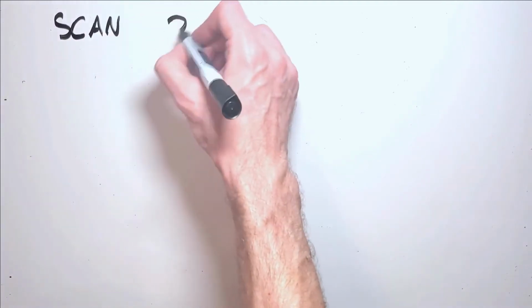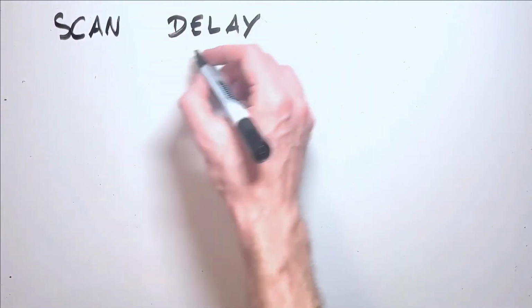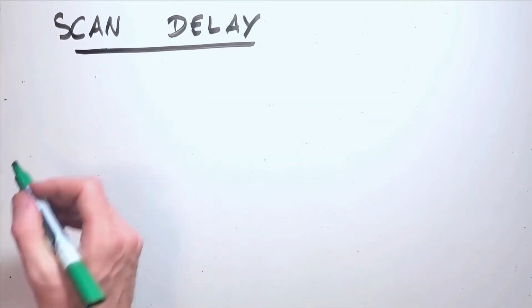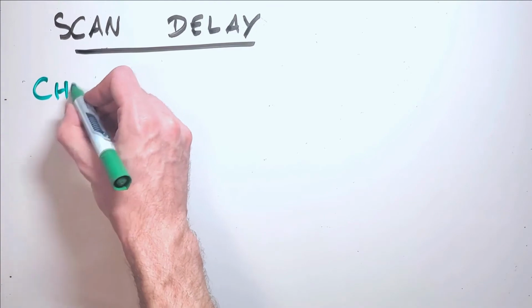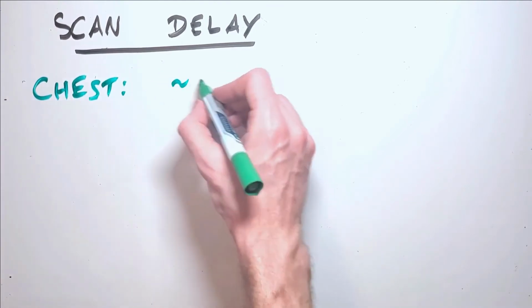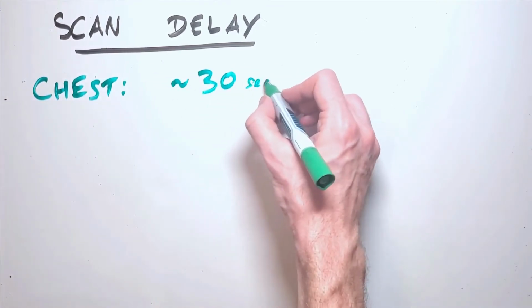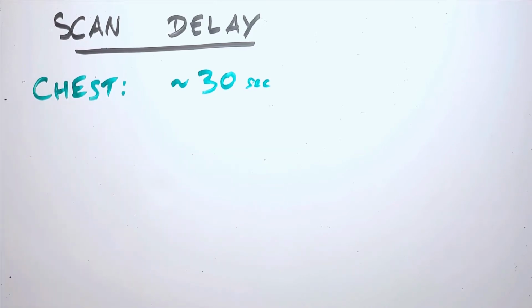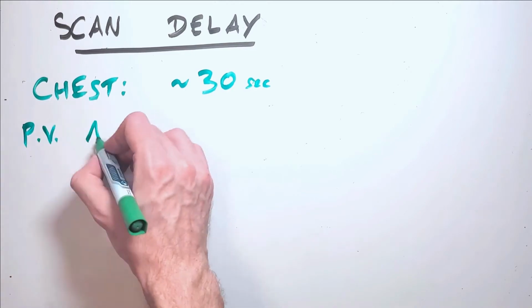inject the contrast. For most scans, there will be a predetermined delay between the start of a contrast injection and the start of a scan, depending on the structures of interest. A chest scan, for example, will normally begin about 30 seconds after the start of the contrast injection, so there is time for the contrast to fill both the venous and arterial structures within the chest.